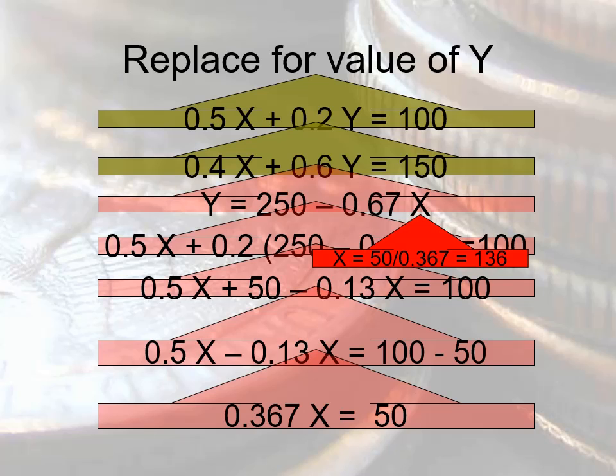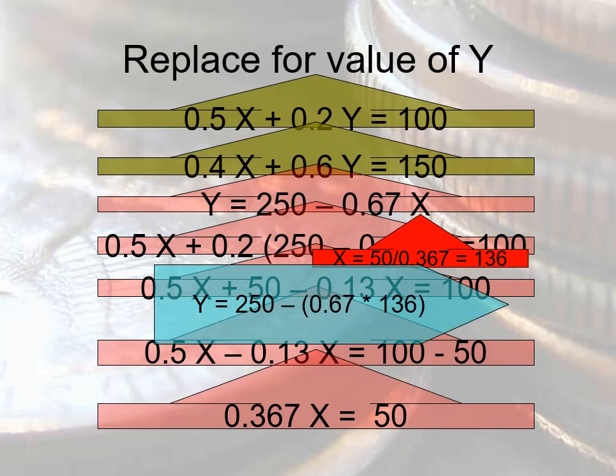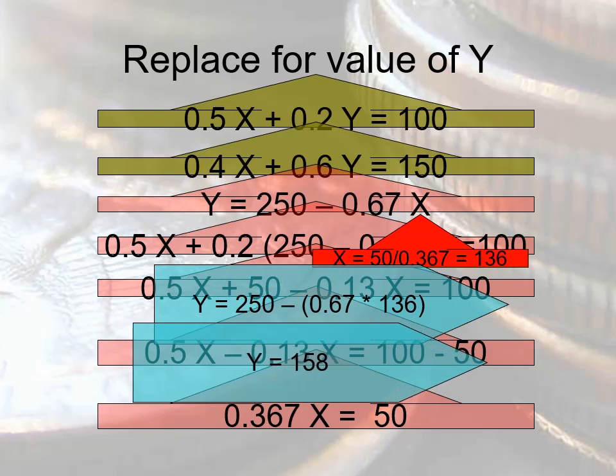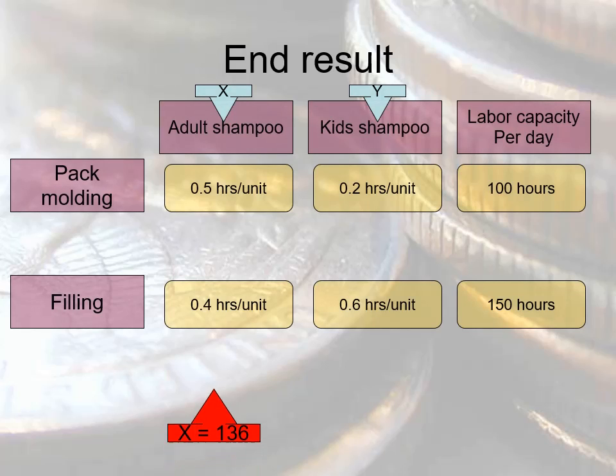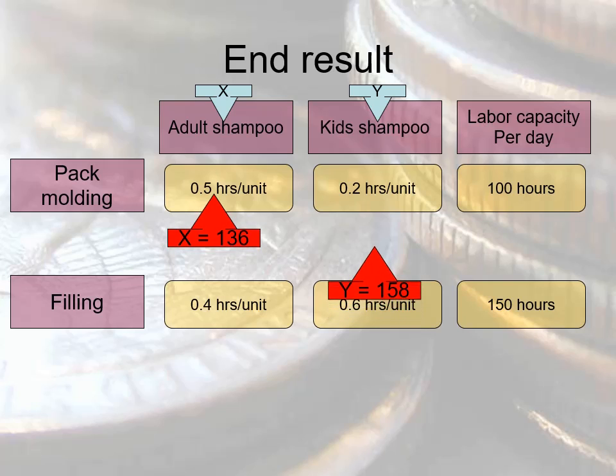Now we need to replace the value of x in the equation of y to get the result of y. So y equal to 250 minus 0.67x. So y equal to 250 minus, between two brackets, 0.67 multiplied by 136, and that will result in y equal to 158. As per our result, x equal to 136 and y equal to 158.